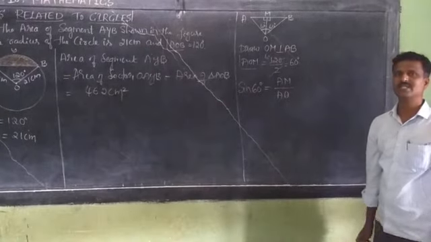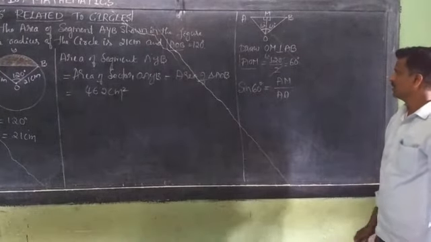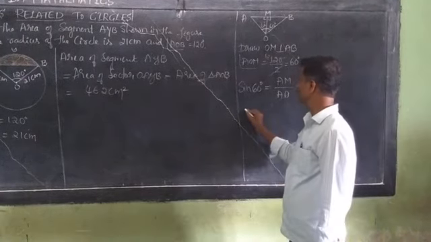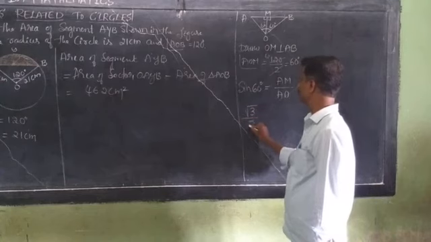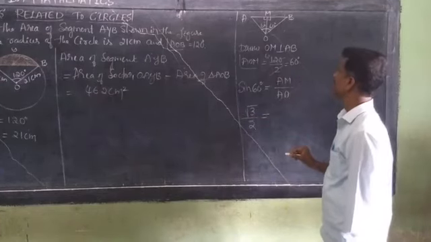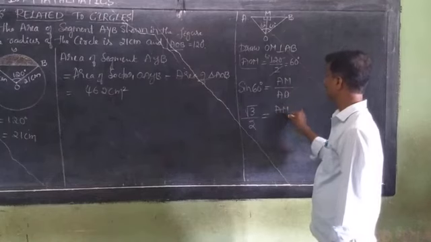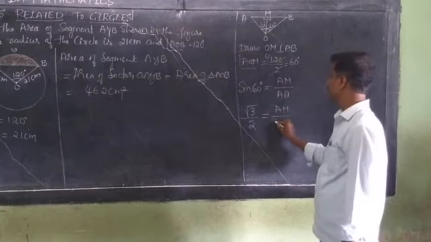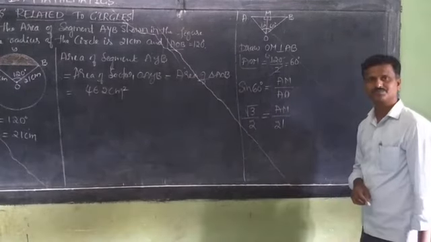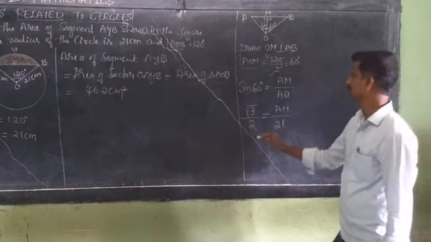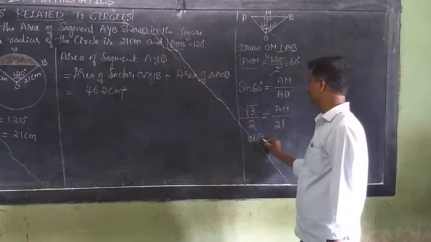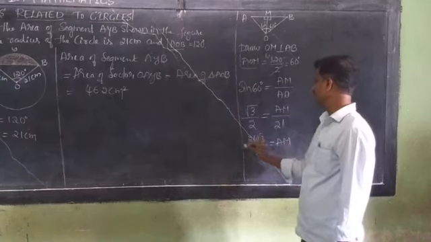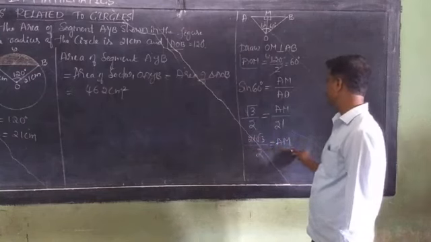Okay, the sin 60 here. What is the value of sin 60? The value of sin 60 is root 3 by 2. That is equal to AM by AO. We know the value of AO. AO is the radius of the circle, therefore it is 21 centimeter. We cross multiply this. 21 root 3 by 2 is equal to AM. Therefore, the length of AM is 21 root 3 by 2.